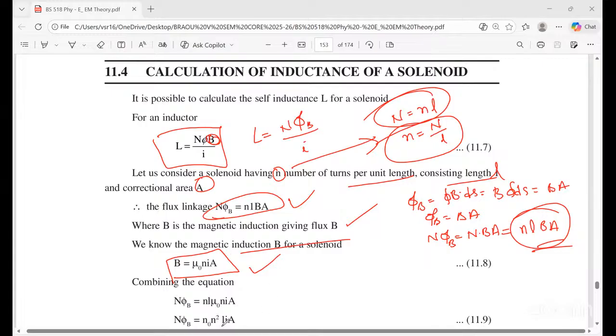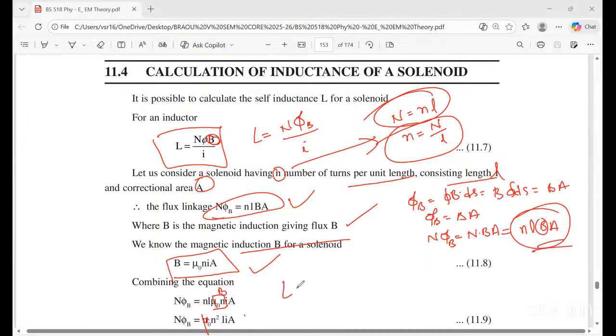So by combining these equations, you can easily substitute in place of B: nLA, and mu naught n i is the B value. So what do you have? Mu naught n square l i A. There are many print mistakes here.